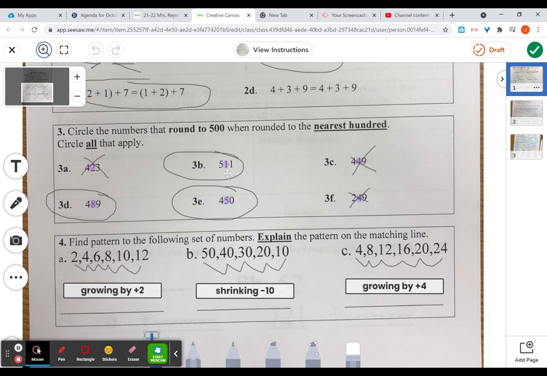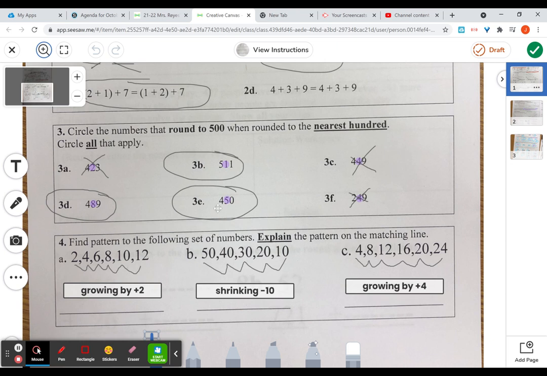B, I highlighted the 1. 5 is going to stay a 5. I circled it because that would round to 500. 499, the 4 is highlighted. 4 tells the 100, you're going to stay a 4. D, 899, the 8 tells the 4, you're rounding up to a 5. This would round to 500.